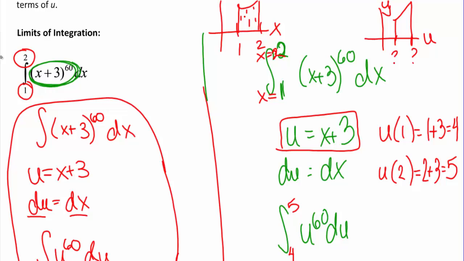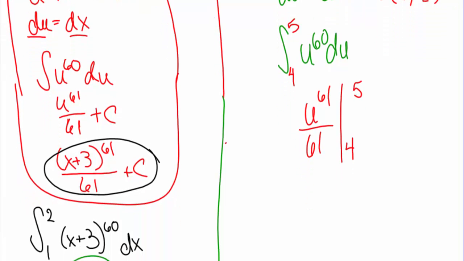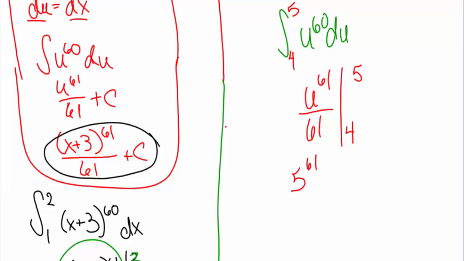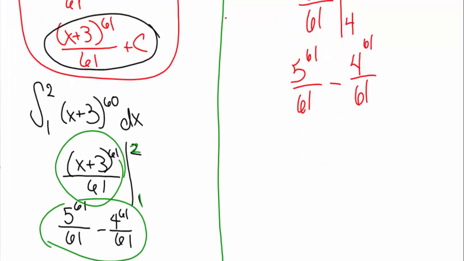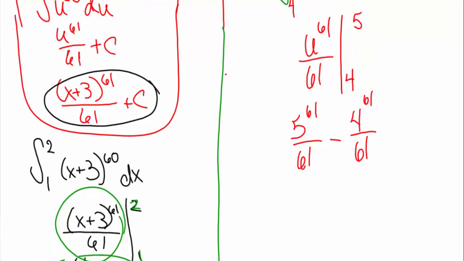Now I can just do this problem and ignore the fact that it ever came from a previous problem. So now I get u to the 61st over 61, evaluated from 4 to 5. So 5 to the 61st over 61 minus 4 to the 61st over 61. Did I end up with the same answer both ways? Yes. So either one is fine, but this way of changing the limits is, if you look at the number of steps here, a lot shorter.